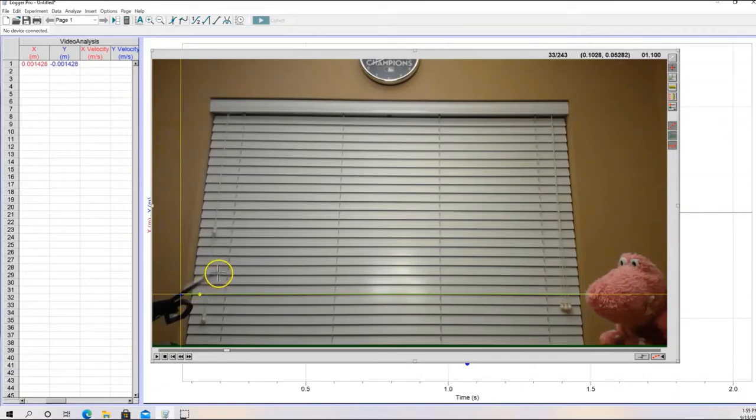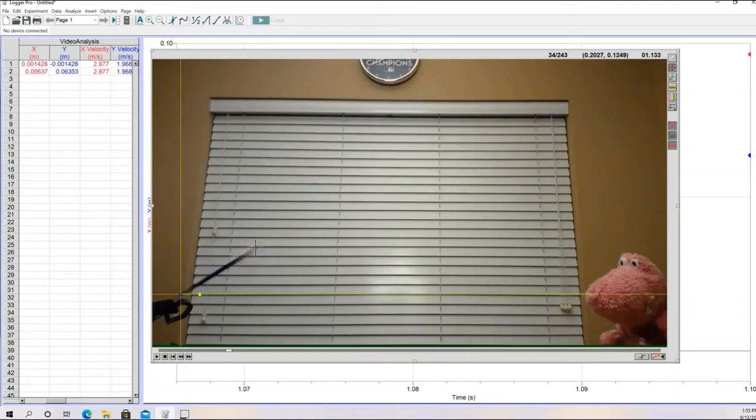Now this video is not a high-speed video, so we're going to have to approximate where I think I see the front of the little projectile. But I'm going to try to get the front of the projectile each time.